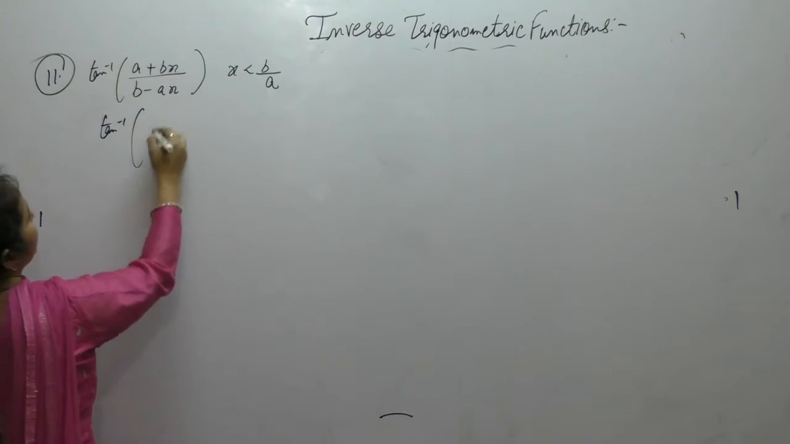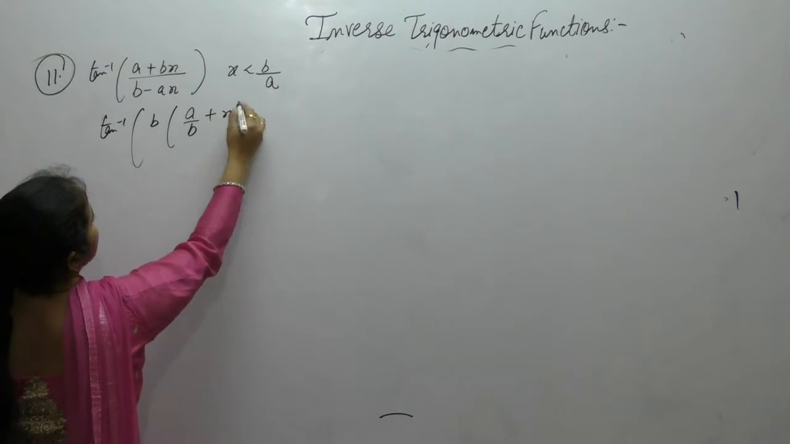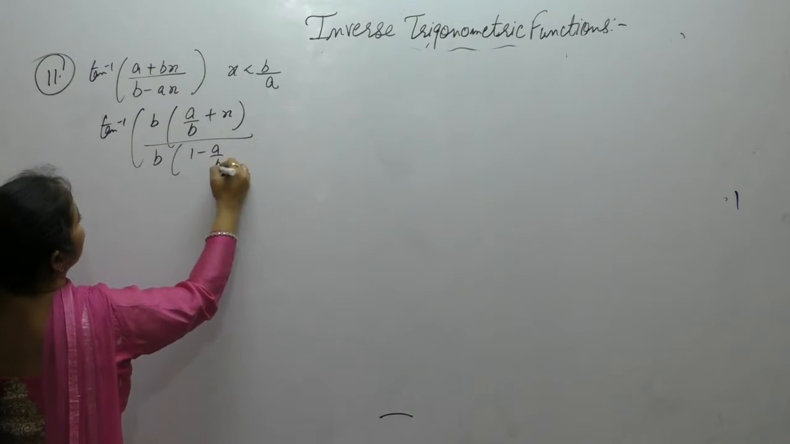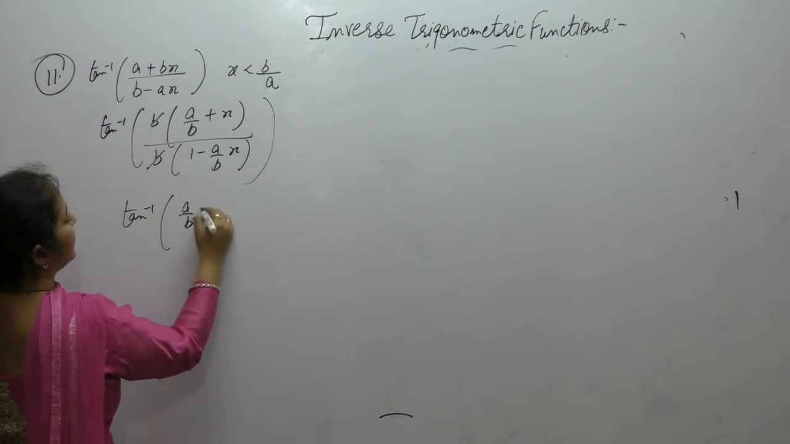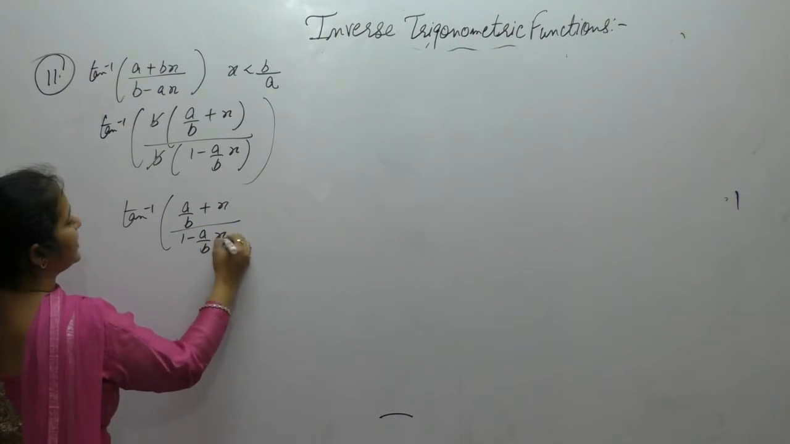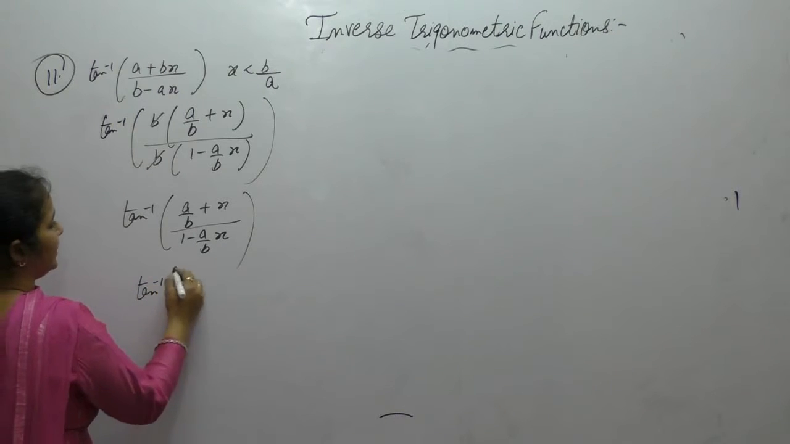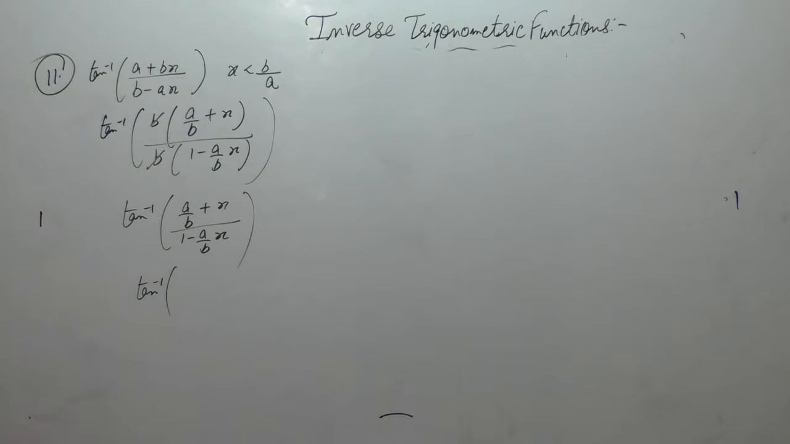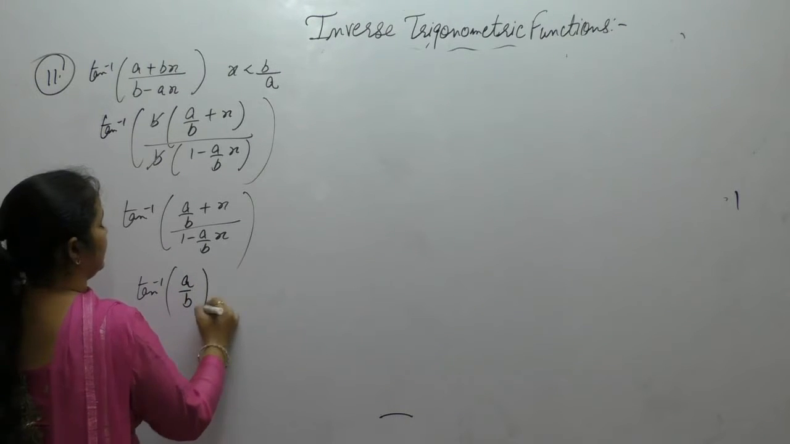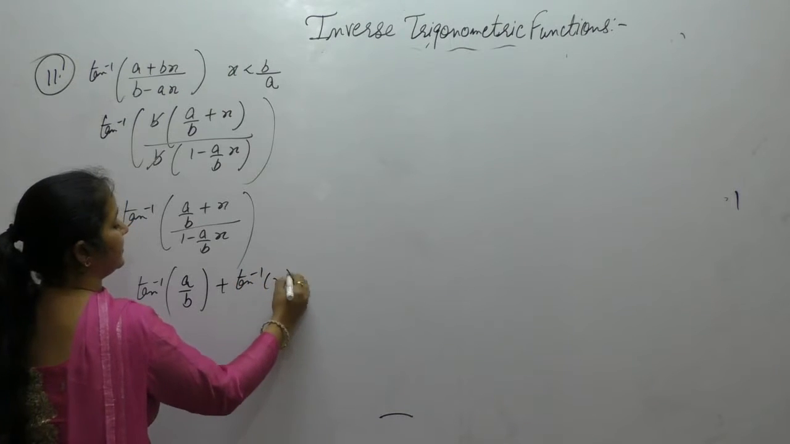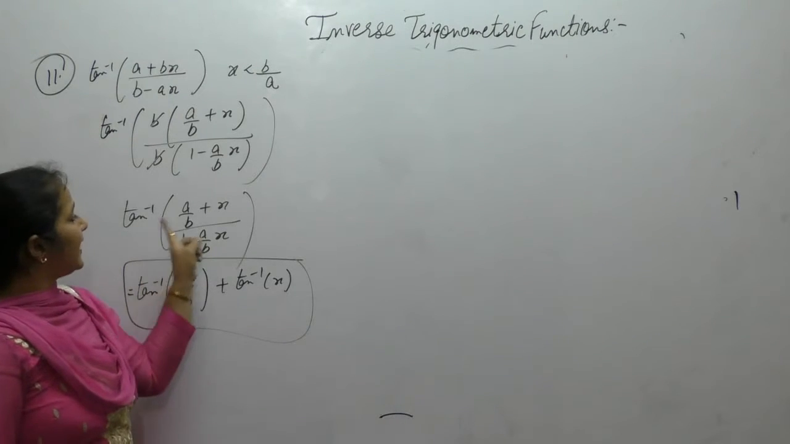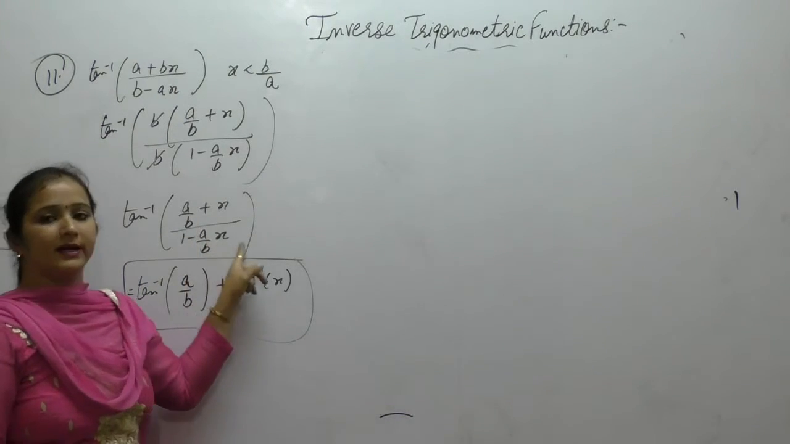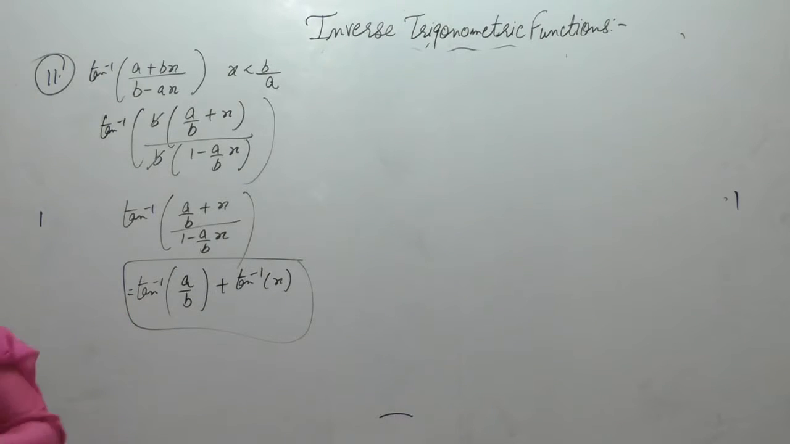Take b common from here, and we get tan inverse of (a upon b plus x) upon (1 minus a upon b into x). Now we know the formula: tan inverse a plus tan inverse b is equal to tan inverse of (a plus b) upon (1 minus a into b). Now the next second part.